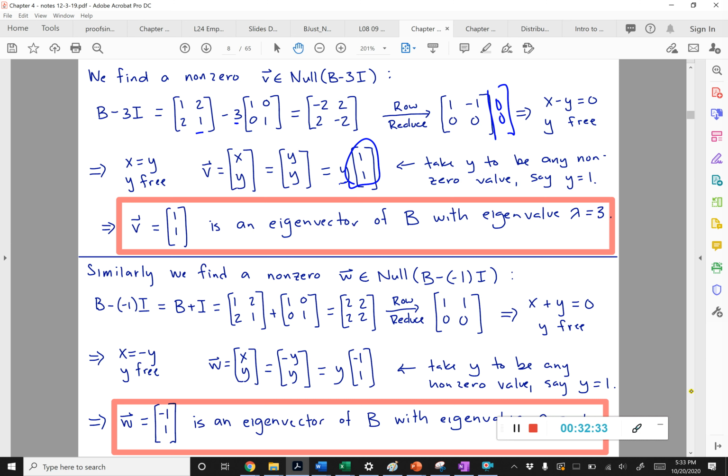And then you do it with the other one. They said 3 was one option and -1 was another eigenvalue. So you set up the same way, then you row reduce, and you end up with this as your eigenvector associated with -1.